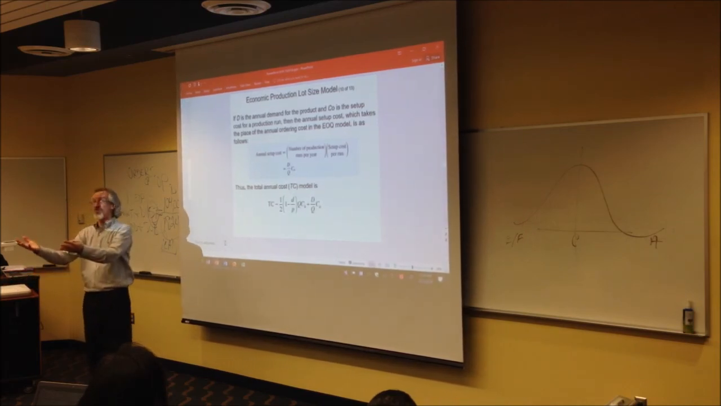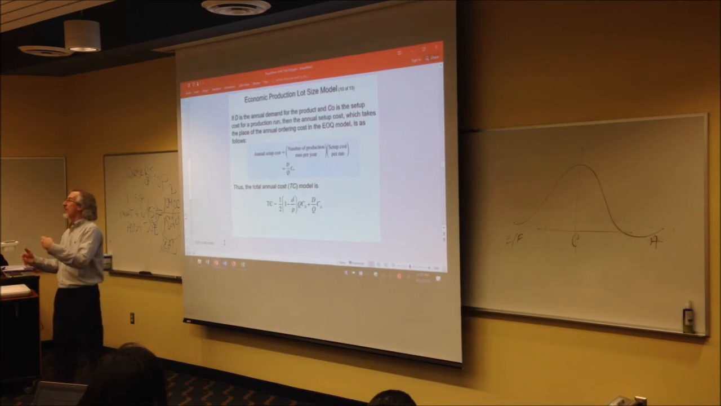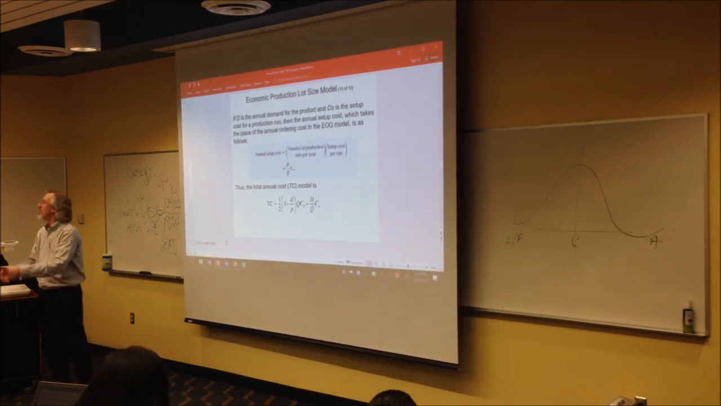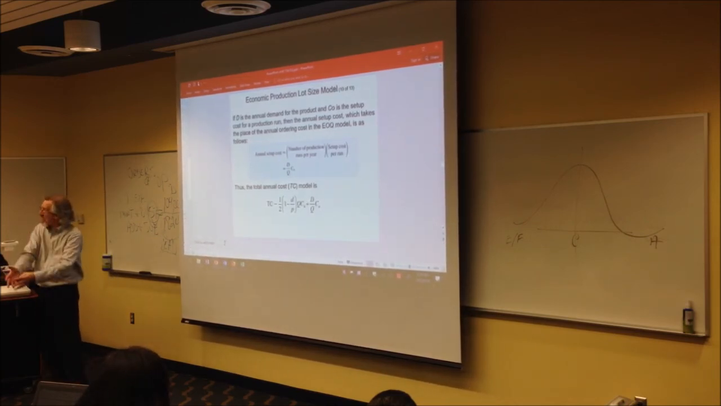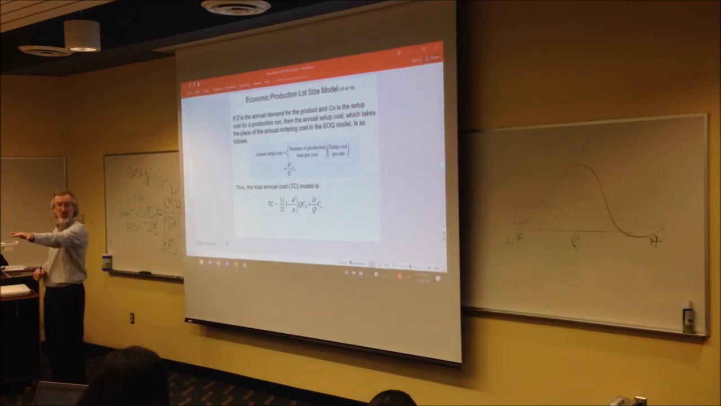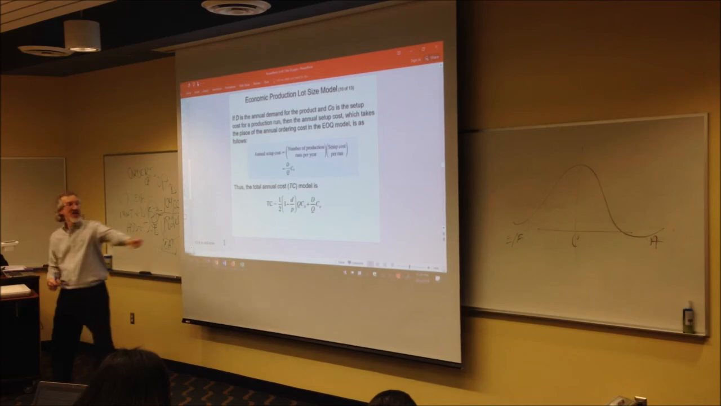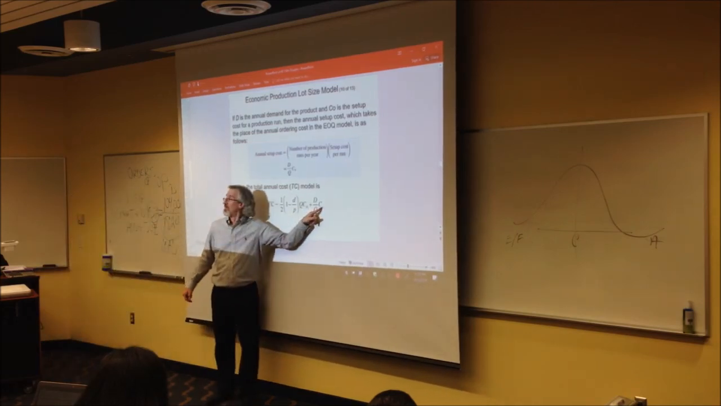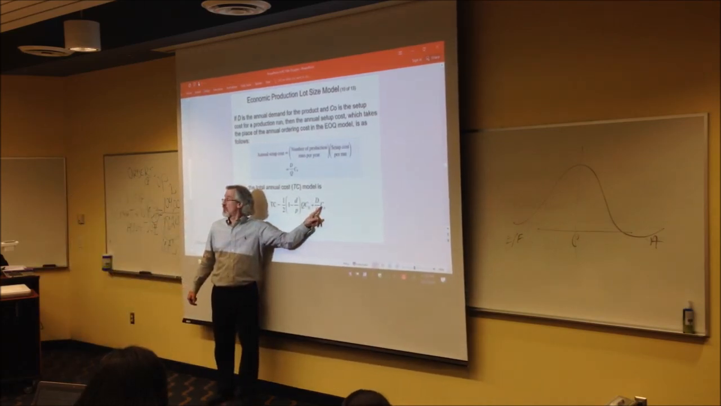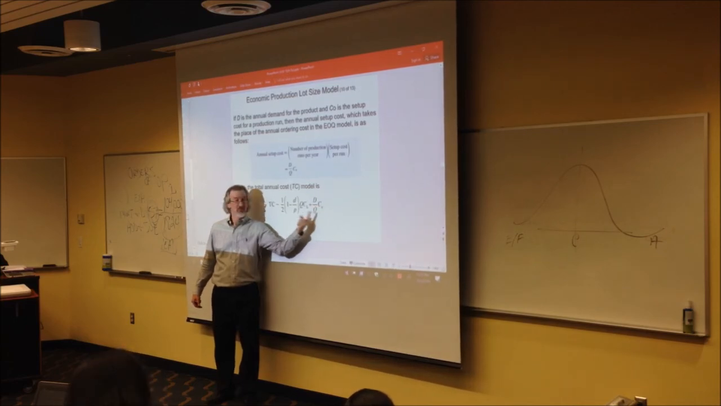I'm going to be giving it to you, but in real life, you've got to ask who's involved in changing this setup. You've got to look at what they're paying and how much time it takes. There's a whole bunch involved, but for this class, I'm always going to give you that setup cost. And that's what you're plugging in right here. So don't get confused and start looking for an ordering cost. This is setup cost.